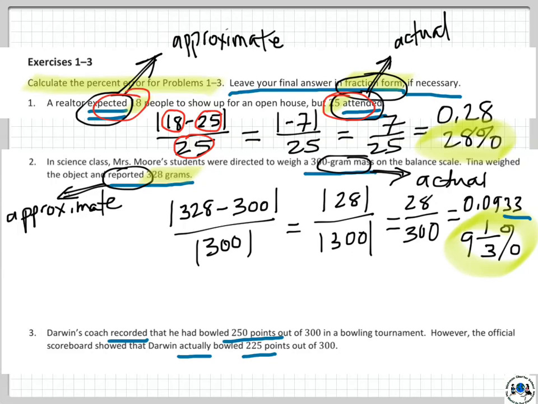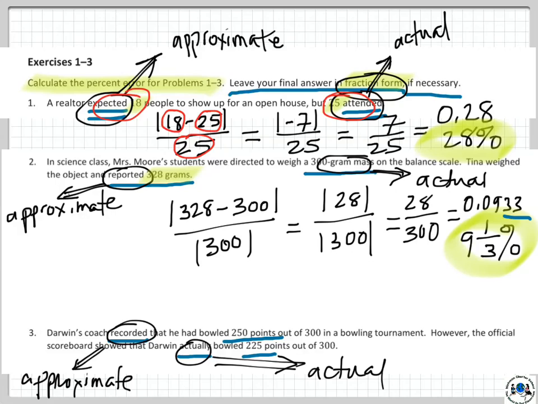Okay, so number 3 is about a bowling tournament here. Darwin's coach recorded that he had bowled 250 points out of 300 in a bowling tournament. However, the official scoreboard showed that Darwin actually bowled 225 points out of 300. Again, the words clue us into what goes where in our formula. Darwin's coach recording, a human being taking a score, is going to be the approximate.